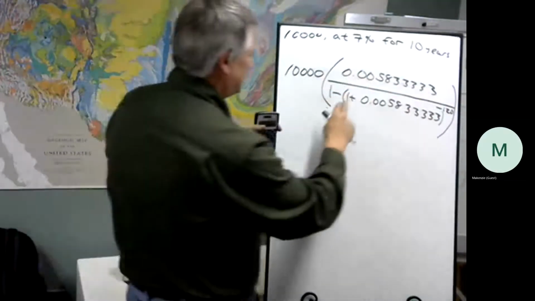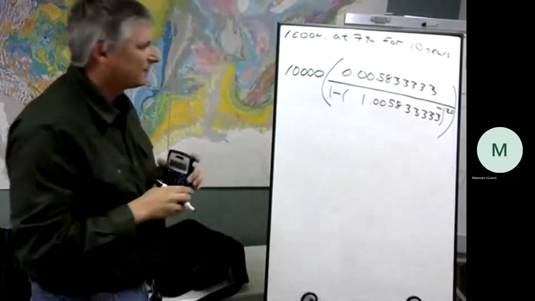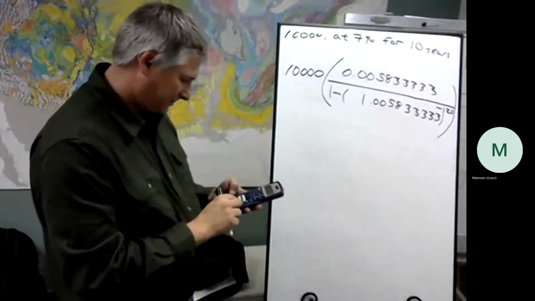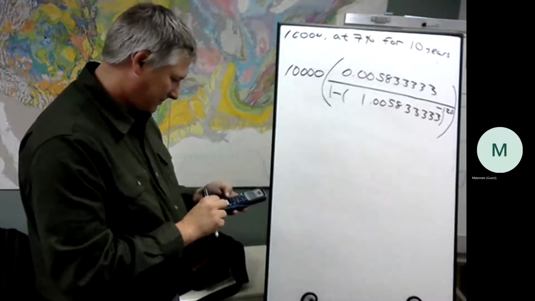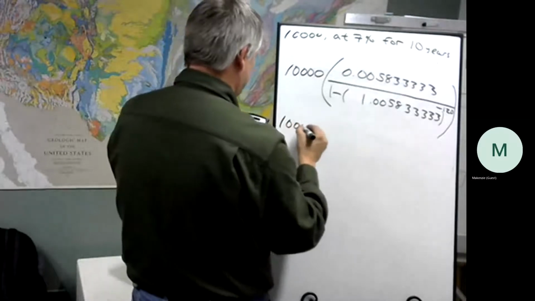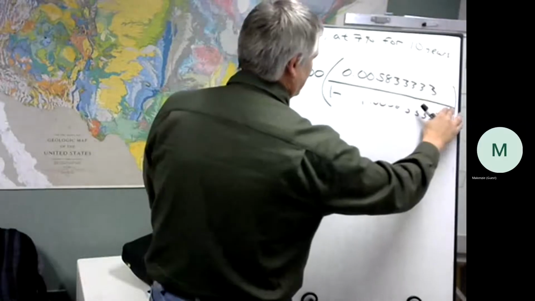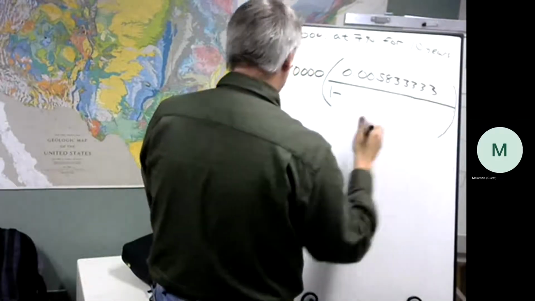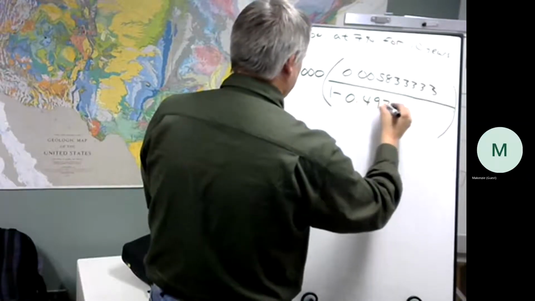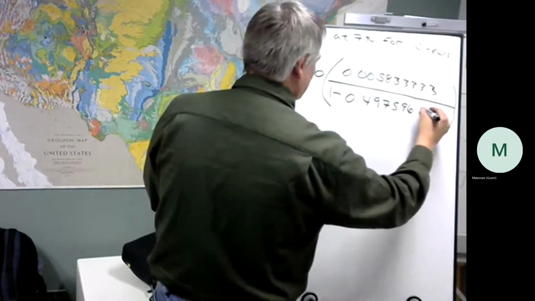We're going to add 1 to this. If we add 1, we get that. Now we take this number, we raise it to the minus 120. So we do get something different. And so if I do that, the decimal I'm going to get is 0.497596.